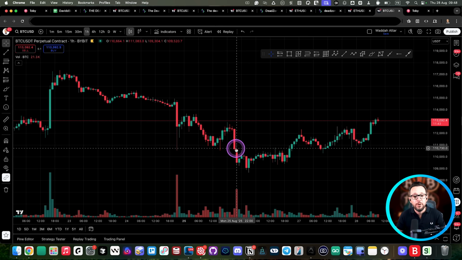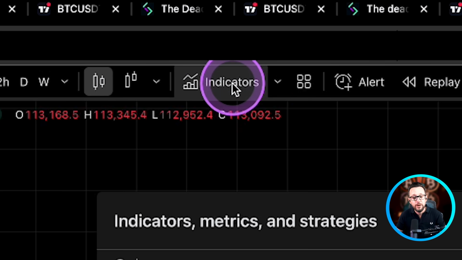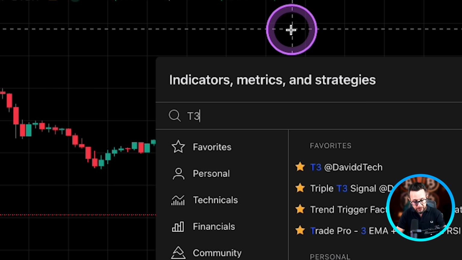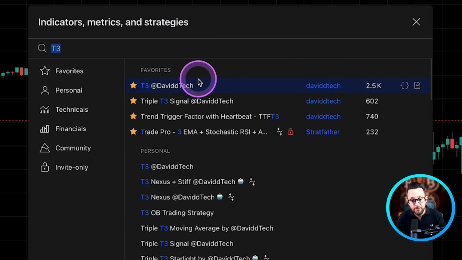Right, okay, let's start by adding our first indicator, which is for trend direction. We're going to be using the T3, which is my favorite indicator for trend direction.